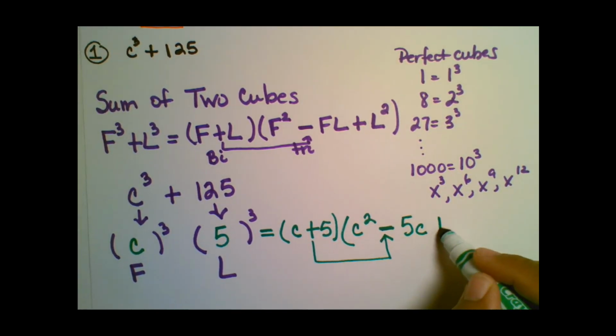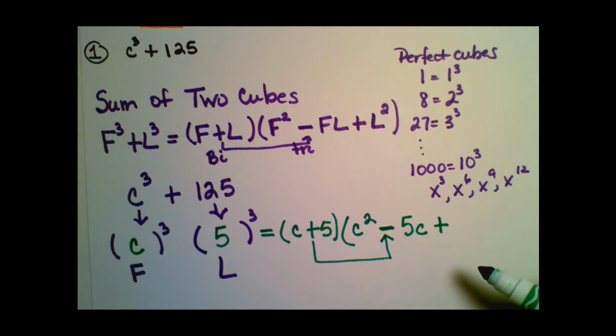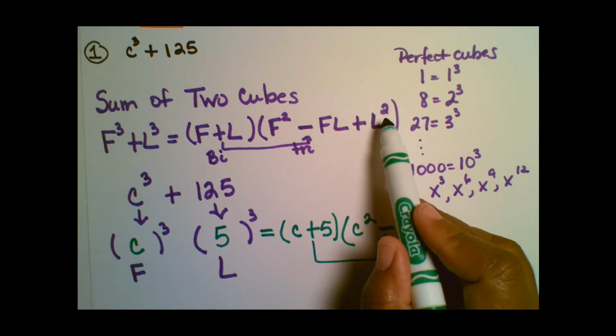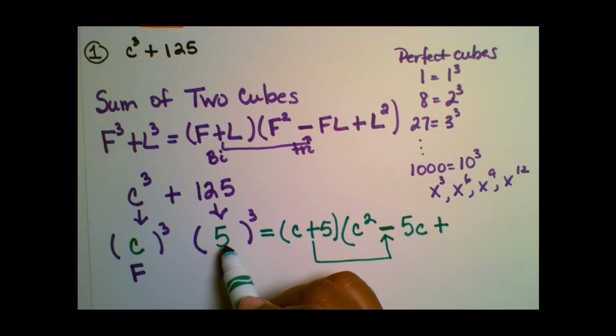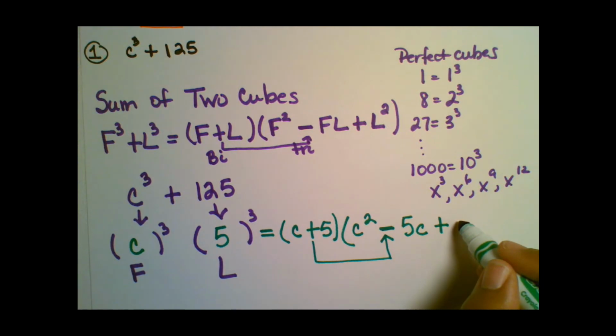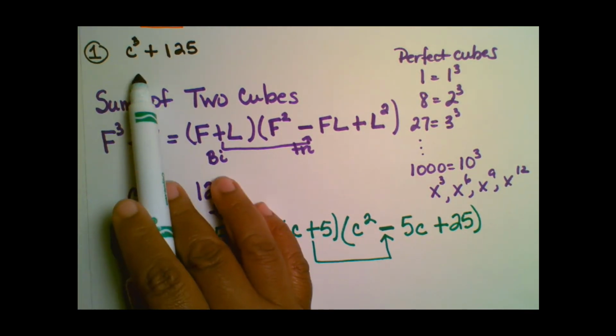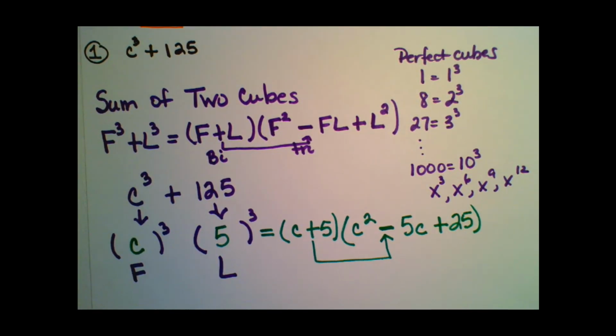The next sign will always be positive. And then the last term of that trinomial, we're squaring. We're going to square 5. 5 squared means 5 times 5, and we have 25. So we have a binomial that's a cube, and when we factor it, yes, it's going to be two sets of parentheses, but the first parenthesis must be a binomial. The second parenthesis is a trinomial.